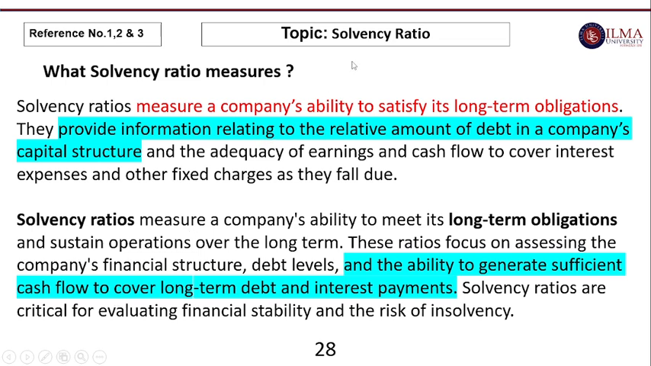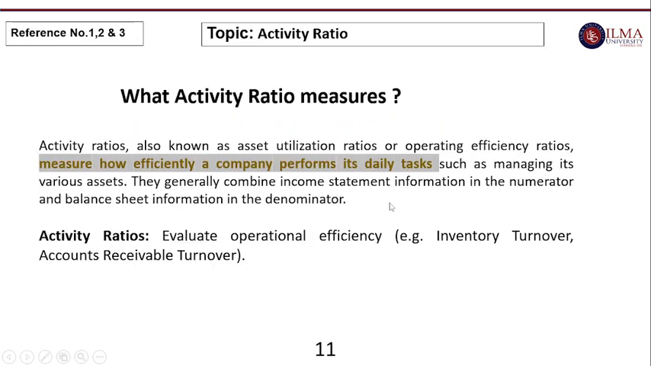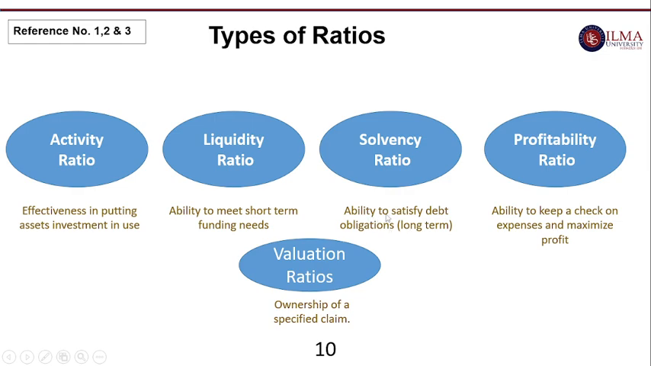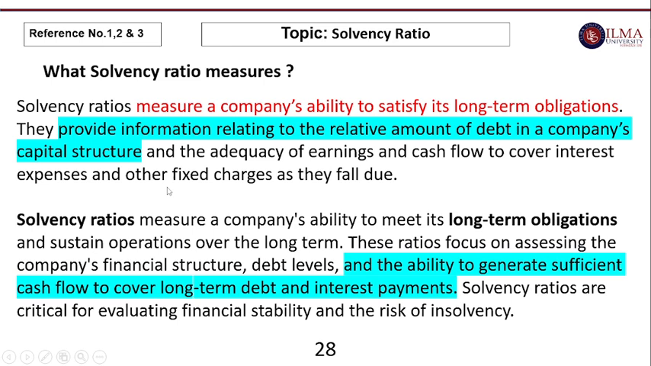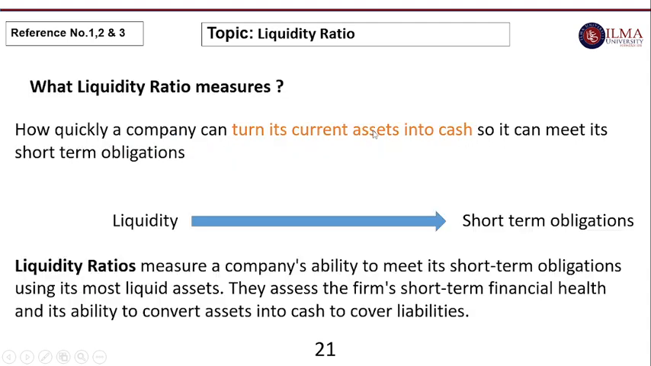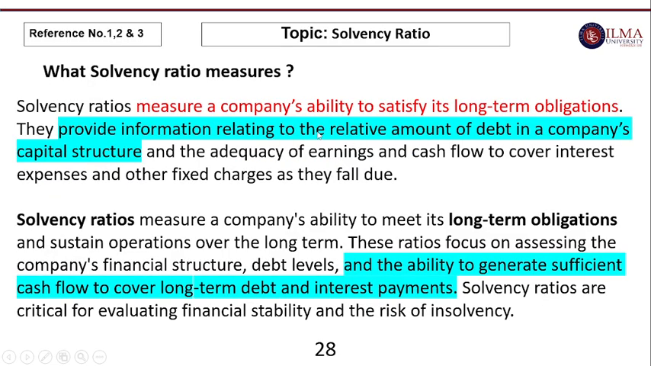Sorry, so we were talking about the solvency ratio. What the solvency ratio tells us about is the long-term obligation. Over here we just read the definition. Solvency ratio measures a company's ability to satisfy long-term obligations. Liquidity is about meeting the company's short-term obligations, but with this definition, solvency just satisfies the long-term obligation. For example, when there is a need in the long term, the solvency ratio is used to resolve this issue.